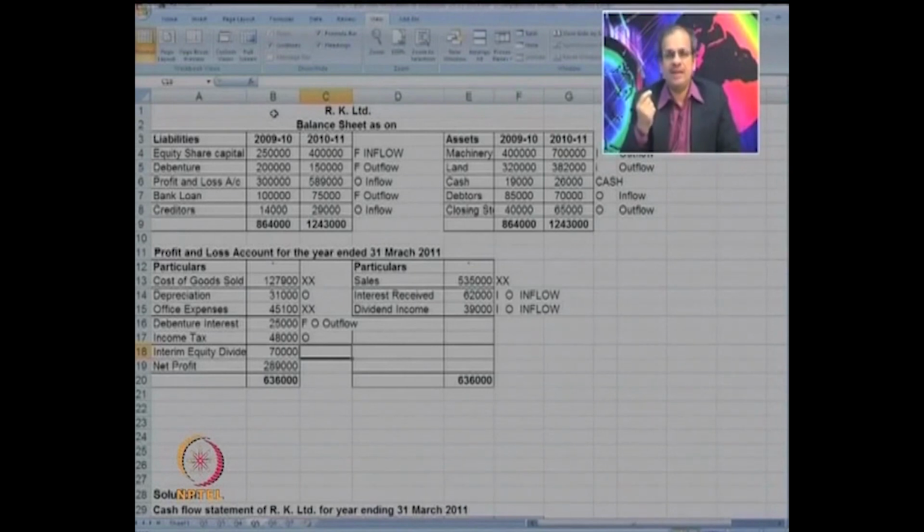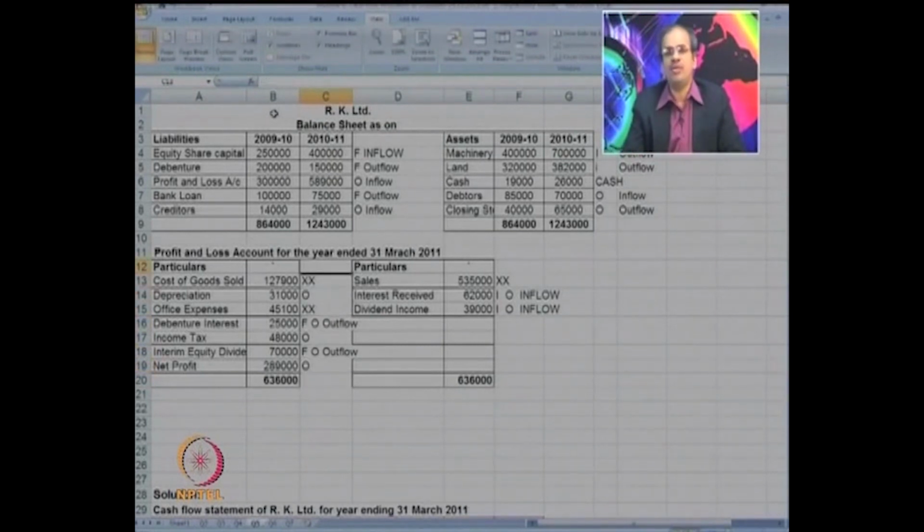Interim equity dividend, it represents the money which business has paid, that is paid to shareholders because we have raised funds from them. So, it represents a financing item, it is F. It also has some impact on O because it has some impact on operating items and it is an outflow. So, it is FO, outflow. And net profit, what does it represent? Net profit is again O.